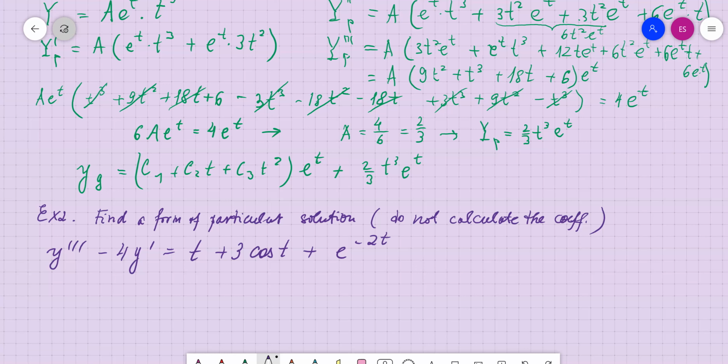E to the power of t, e to the power of t, but actually it would not work because it's a part of the homogeneous solution. So I'm going to start with finding the homogeneous solution. R cubed minus 4r equals 0, my characteristic equation.